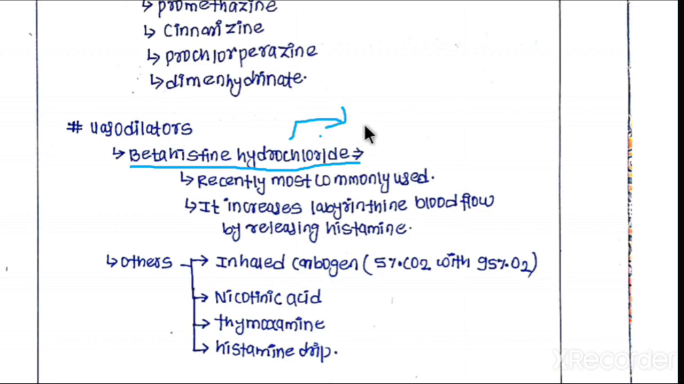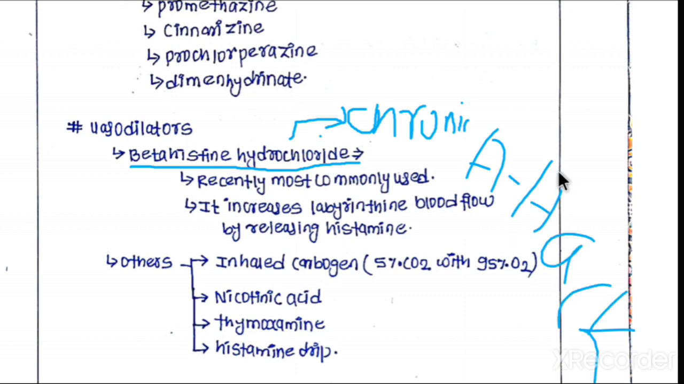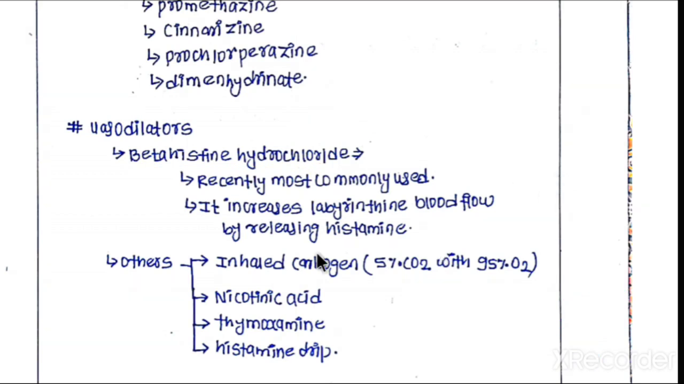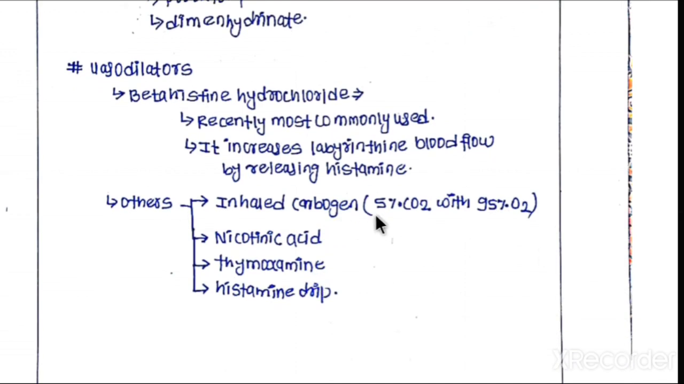It is also used in chronic attack. Other vasodilators are inhaled carbogen, that is 5% CO2 with 95% O2, nicotinic acid, thymoxamine, histamine drip. These are used in acute attack.